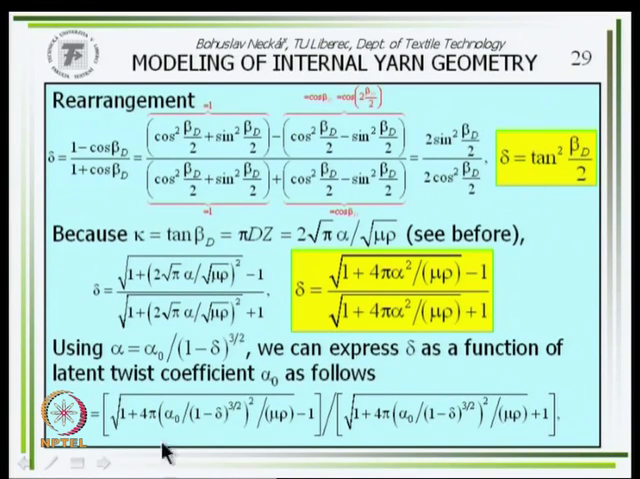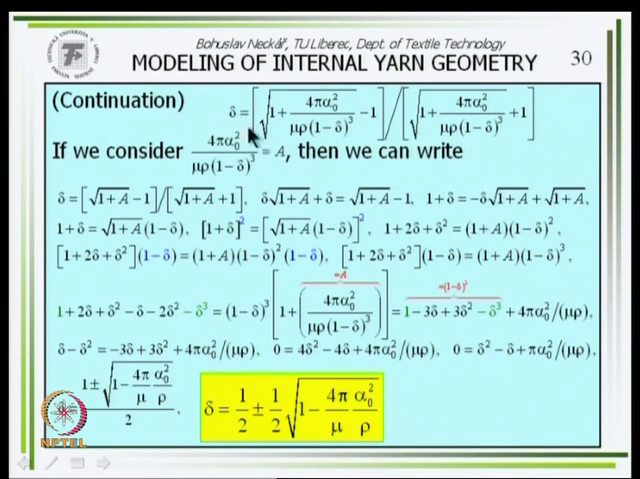So we use this equation in place of alpha here. Yeah? We obtain this equation. The same is here, this equation. The problem is that now we have delta on the left-hand side as earlier, but also here and here.